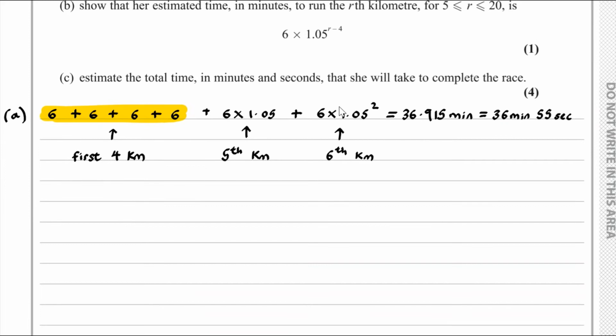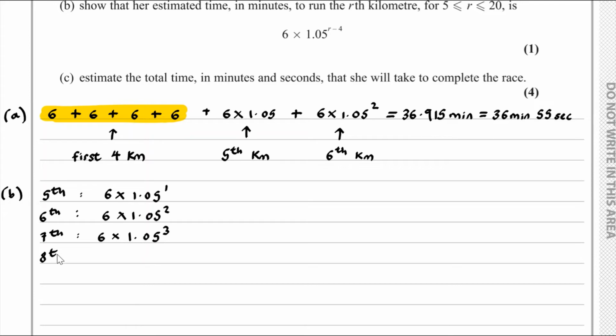Well, for the 5th kilometre, we have 6 times by 1.05 to the power of 1. For the 6th kilometre, we have 6 times by 1.05 squared. For the 7th kilometre, we have 6 times by 1.05 cubed. For the 8th kilometre, we have 6 times by 1.05 to the power of 4.